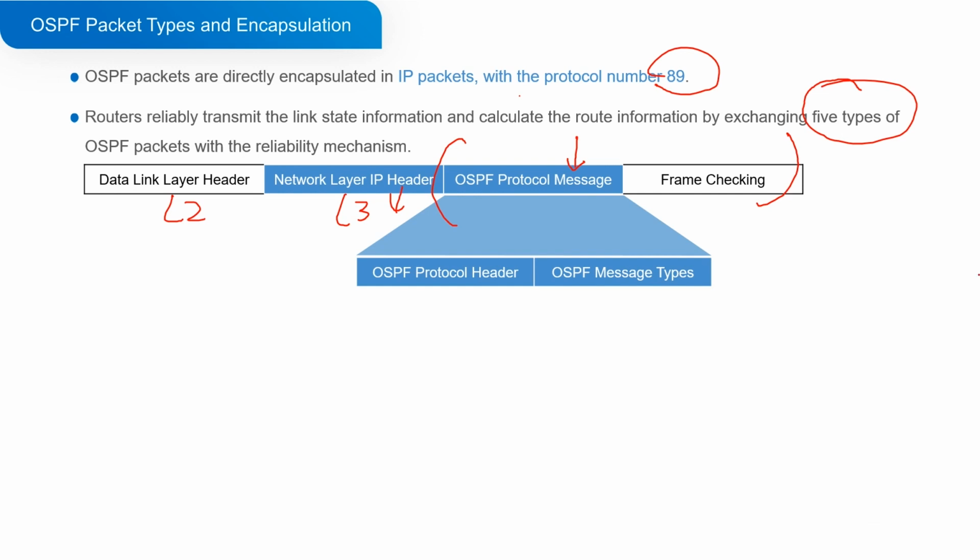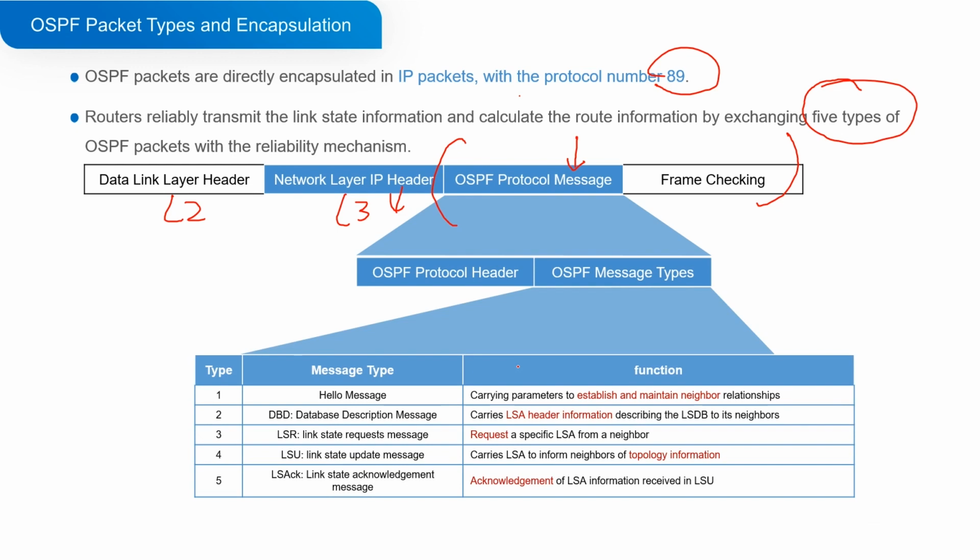So now we will learn more details about these 5 messages. First is the Hello message, and for the Hello message, the function is to establish the neighbor relationship and maintain the neighbor relationship. For the neighbor relationship, it's very important to exchange the Hello message between two routers.